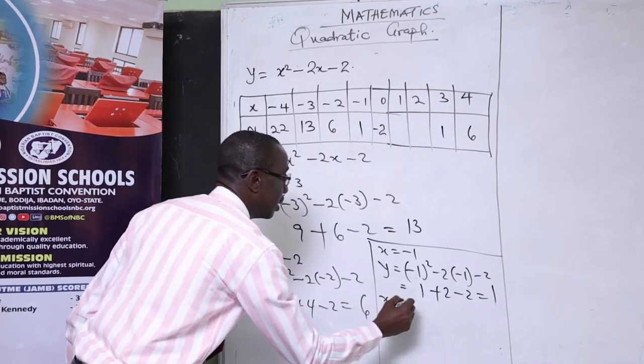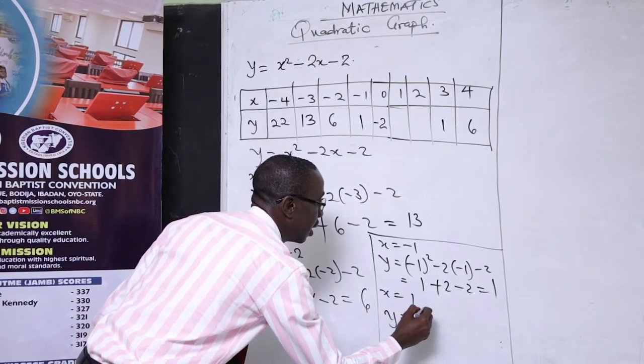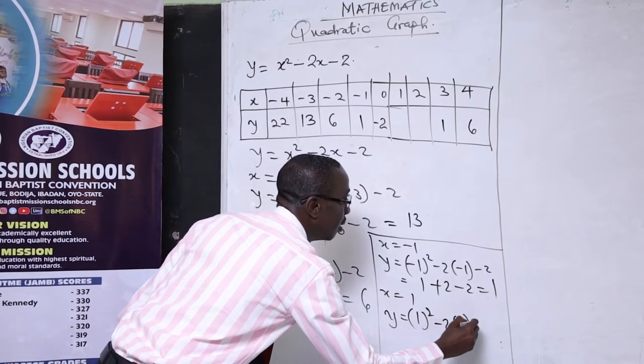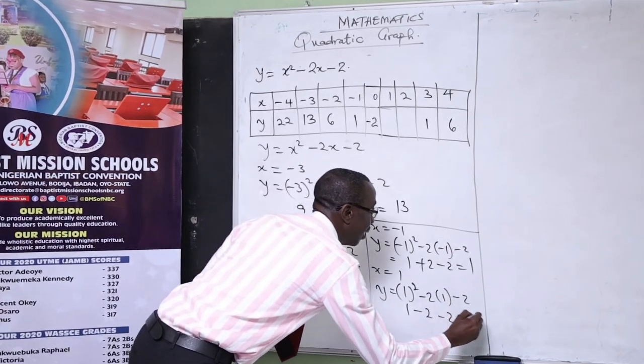When x is equal to 1, y should be 1 squared minus 2 into 1 minus 2. This is 1 minus 2 minus 2. This is minus 3. Okay?